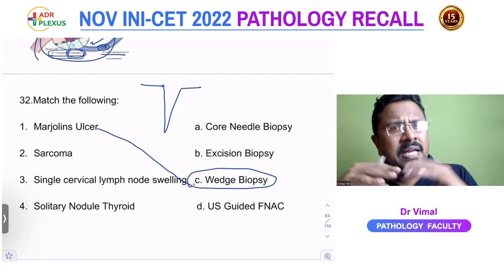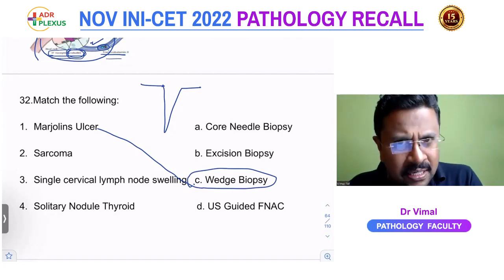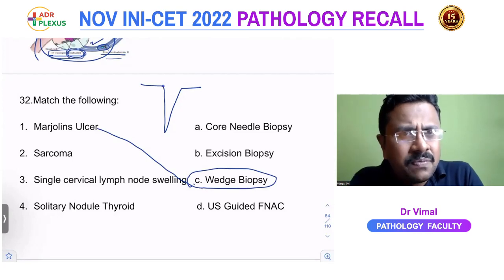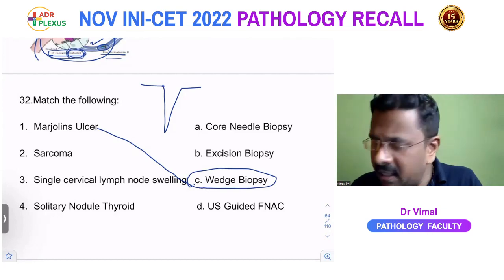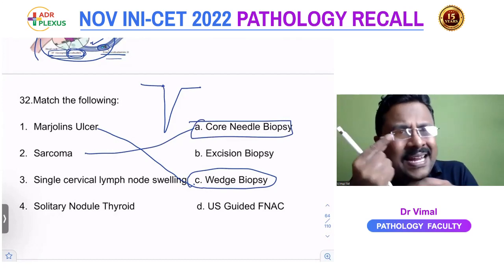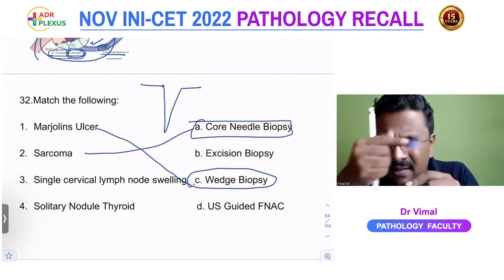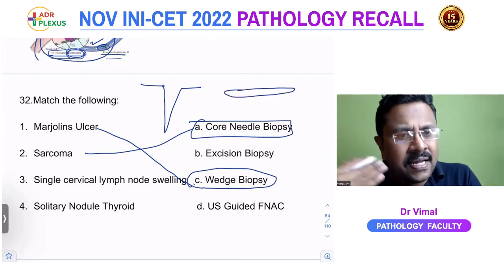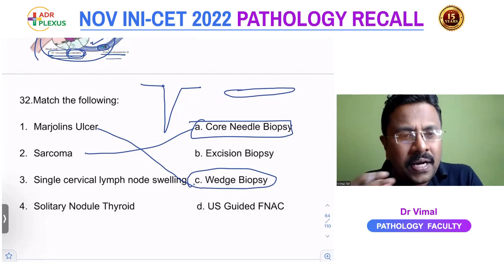Sarcoma. Sarcoma will be a large mass, for example a retroperitoneal mass, and you cannot excise the entire thing. It will be very difficult in location, and you cannot take a wedge biopsy there either. So usually in cases of sarcoma, they will be doing a core needle biopsy. With the help of a core needle, they will be taking a linear core, that is a straight line, of the tumor tissue. So core needle biopsy will be done in cases of sarcoma.